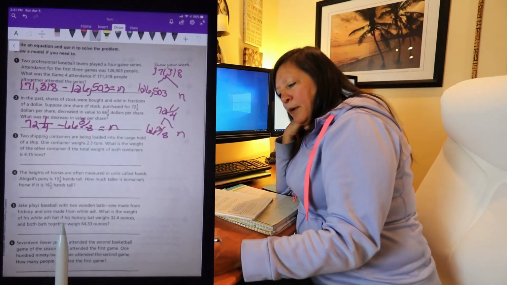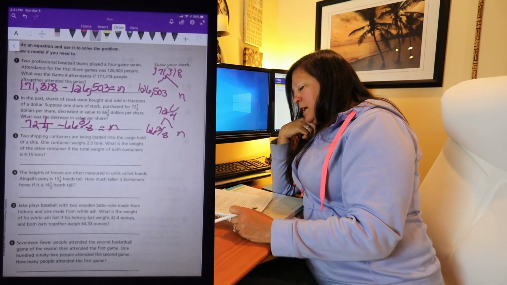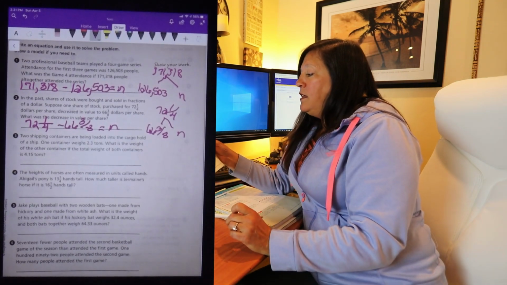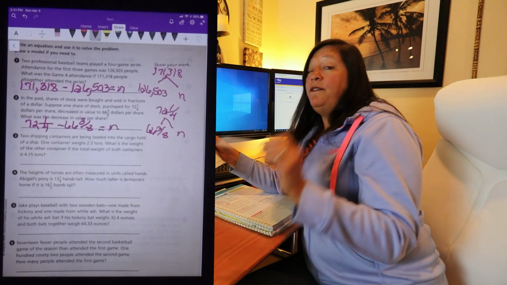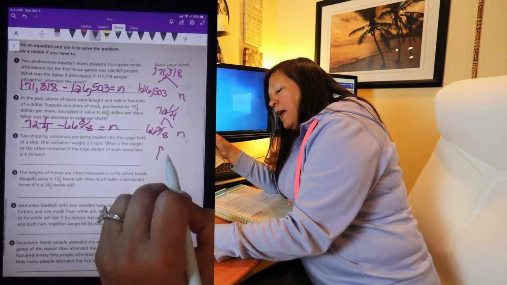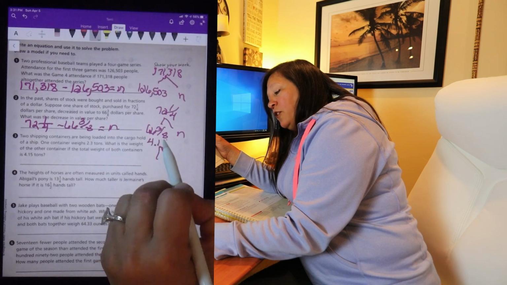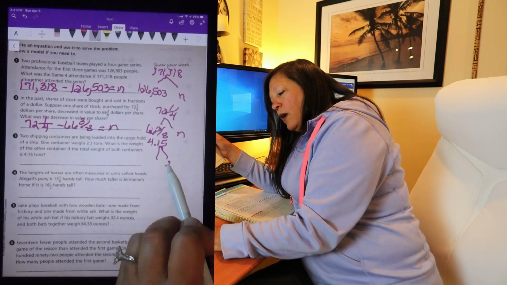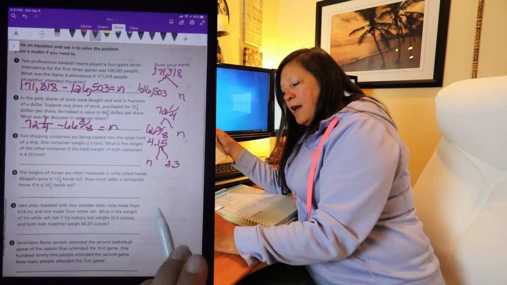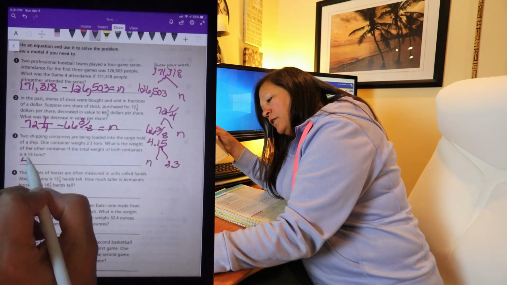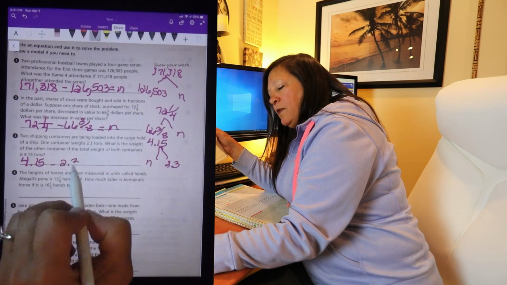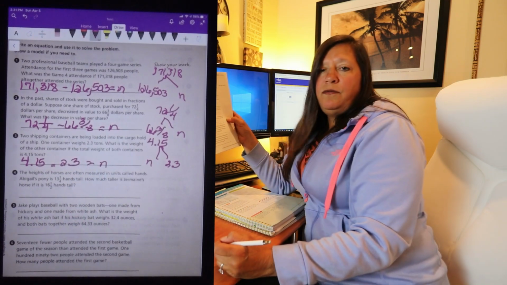All right, number 3. 2 shipping containers are being loaded into the cargo hold of a ship. One container weighs 2.3 tons. What is the weight of the other container if the total weight of both containers is 4.15? So again, here's our math mountain. 4.15 is the total weight of both containers. One of them weighs 2.3. What is the other? Okay, so to solve this problem, you're going to take the 4.15 minus your 2.3 tons, and that is going to give you your answer.